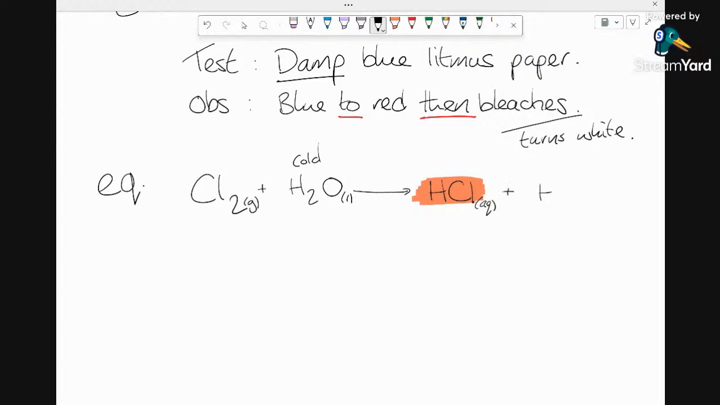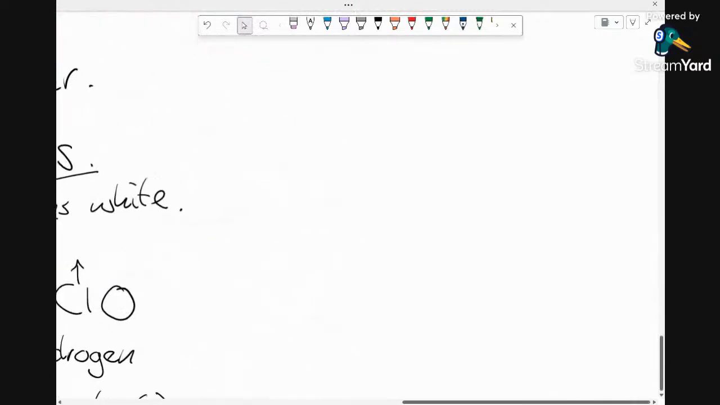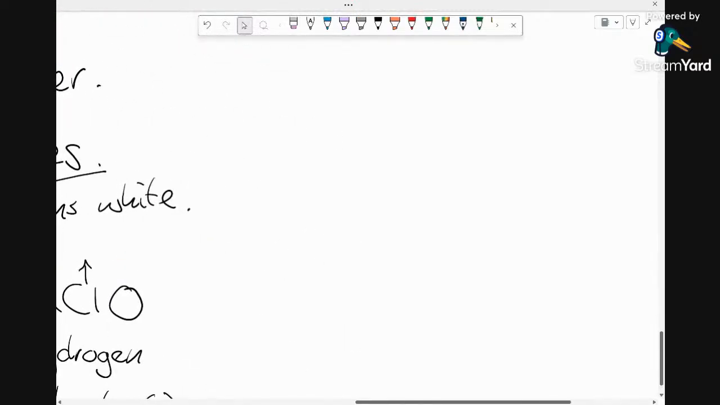We are also then going to get HClO. This is really important. This is called hydrogen chlorate, and you need to now get a Roman numeral of 1. This is because the chlorine has an oxidation state of... pause the video now, have a go at your oxidation states. A bit of a challenge for you here. Have a go at the chlorine oxidation state.